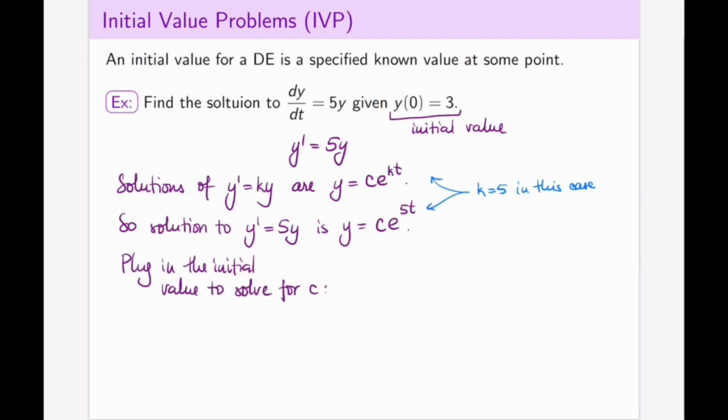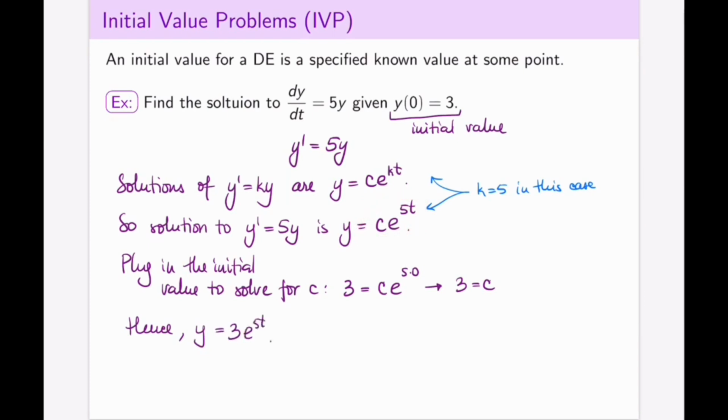So what am I going to have? My initial value says that at t equals 0, y is equal to 3. So the y value itself is equal to 3, which will be the left-hand side here. And this is the case for when t is equal to 0. So that's going to go into my right-hand side: c e to power 5 times 0. 5 times 0 is just 0, so what I actually get from here is that 3 is simply equal to c, which means that overall my solution is y equals 3, this would be my c, e to power 5t.